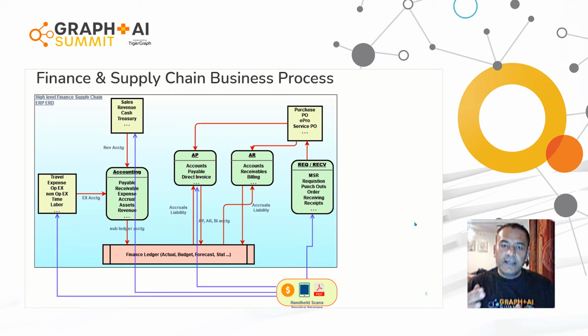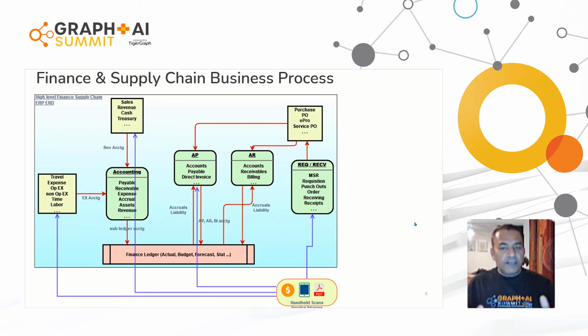All right, let's dig in a little bit into what a typical finance and supply chain business process looks like in an organization. Depending on the organization, this diagram may look entirely different. But most of the time, the good news is that most of the big organizations have their procure-to-pay operations and business processes very well defined, very well documented. And that's how they have implemented the big ERP system.